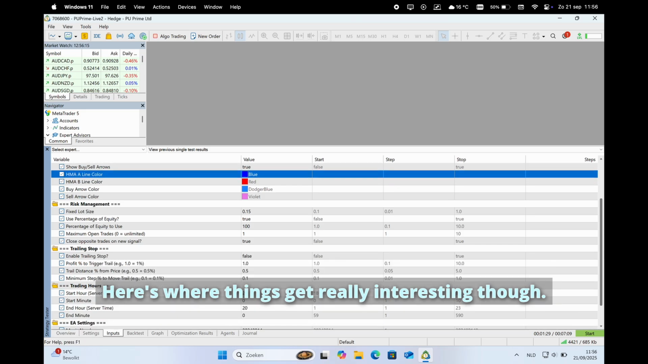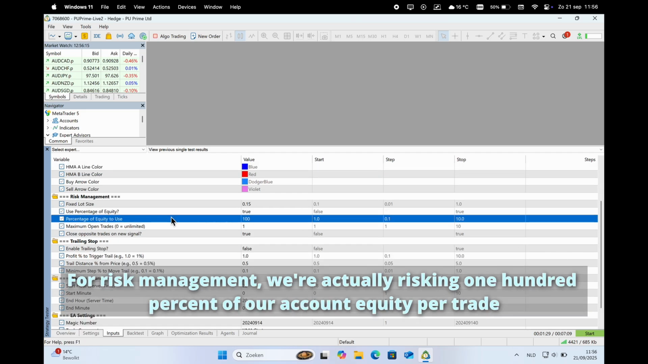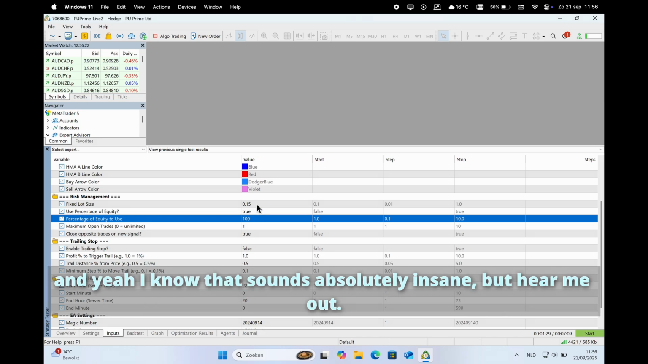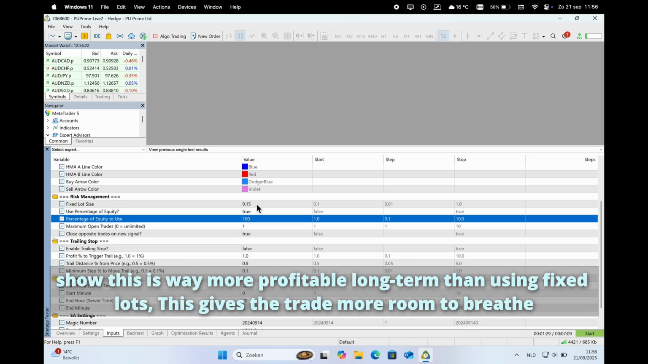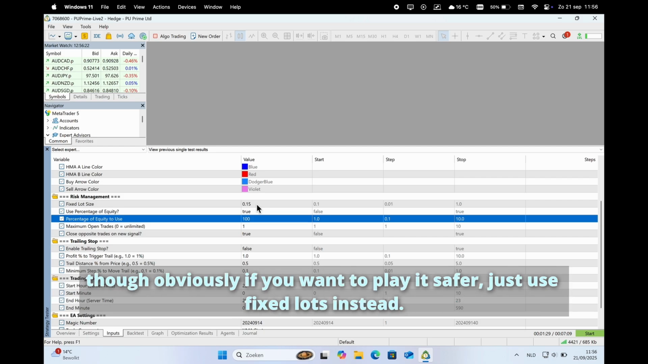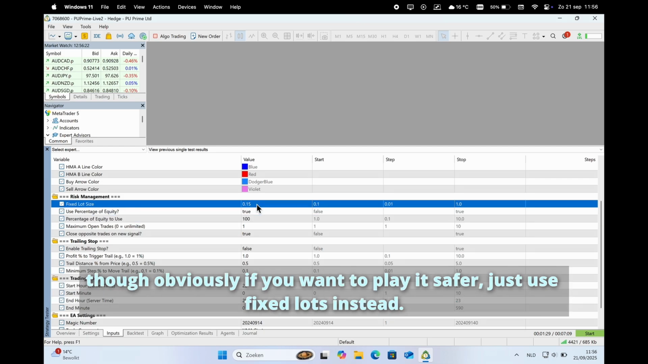Here's where things get really interesting though. For risk management, we're actually risking 100% of our account equity per trade. And yeah, I know that sounds absolutely insane, but hear me out. We're running no stop loss and no take profit because the backtests actually show this is way more profitable long-term than using fixed lots. This gives the trade more room to breathe. Though obviously if you want to play it safer, just use fixed lots instead.